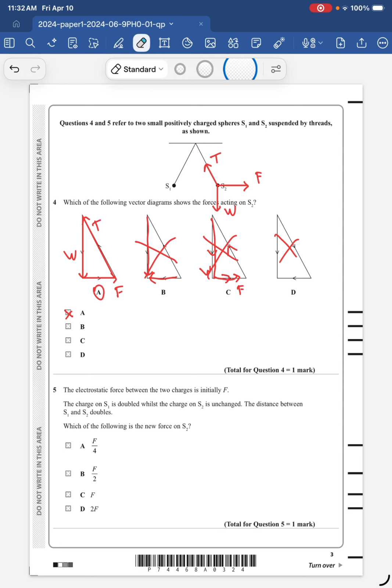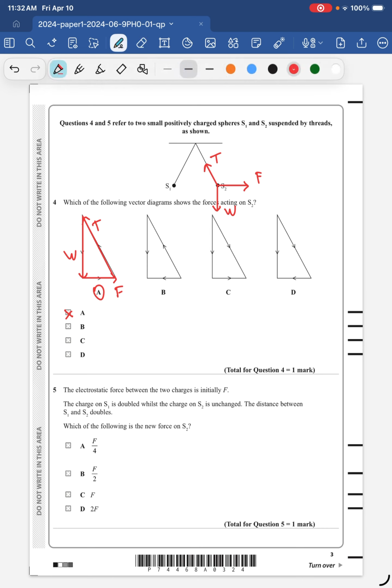But remember that in a vector diagram, you have to form a closed triangle, which, in the case of forces, means that forces are in equilibrium. If you're dealing with momentum, a closed triangle means that momentum is conserved, and so on.